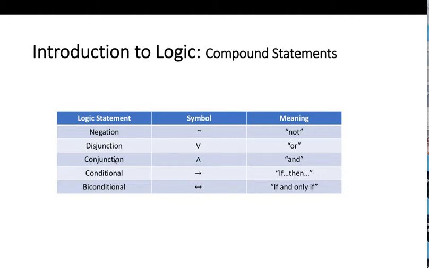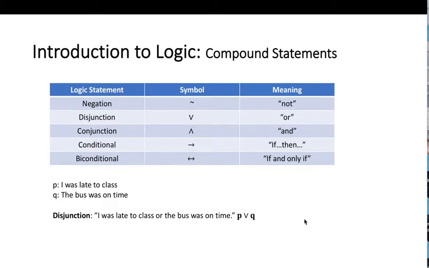Conjunction is the and statement. Remember, in set theory, that was that U turned upside down. In here, in logic theory, it's the V turned upside down. Conditional is an arrow, a one-sided arrow, if, then. And biconditional is a two-sided arrow. Let's look at examples of each of these.